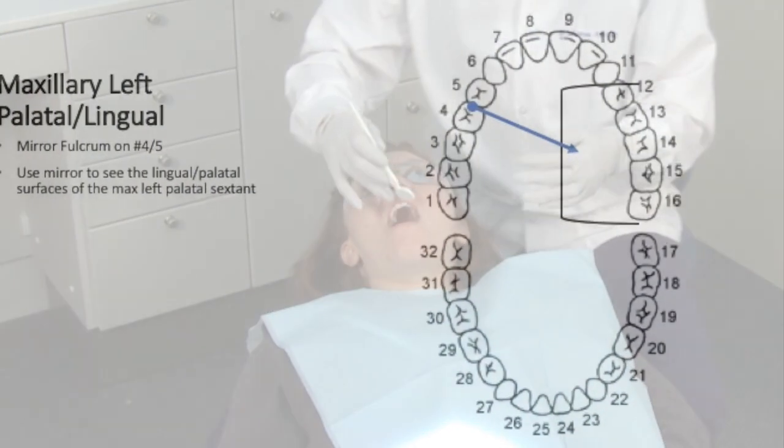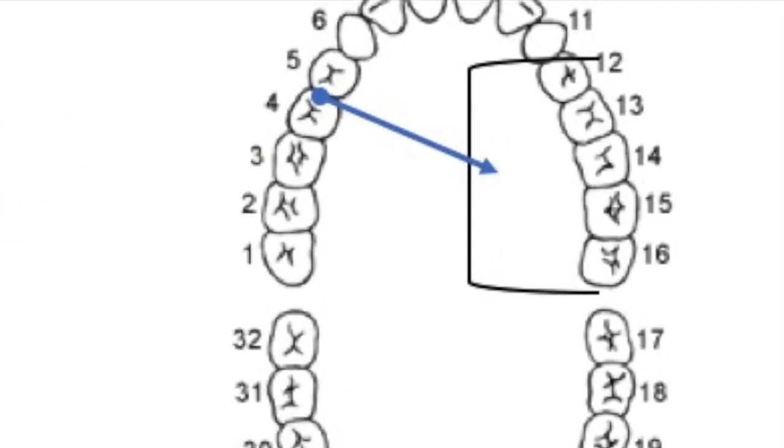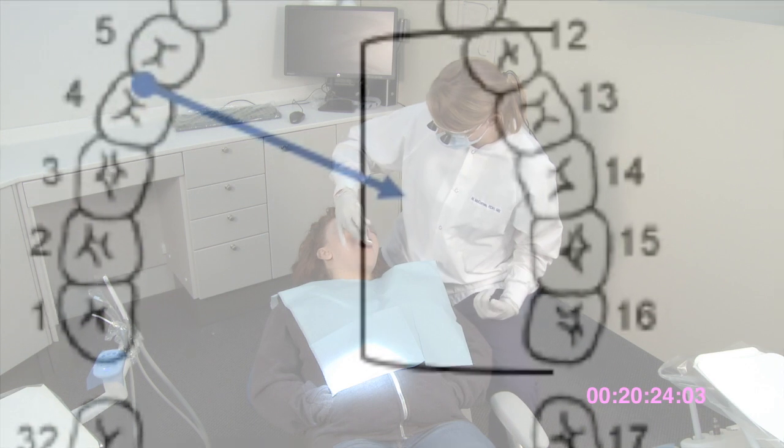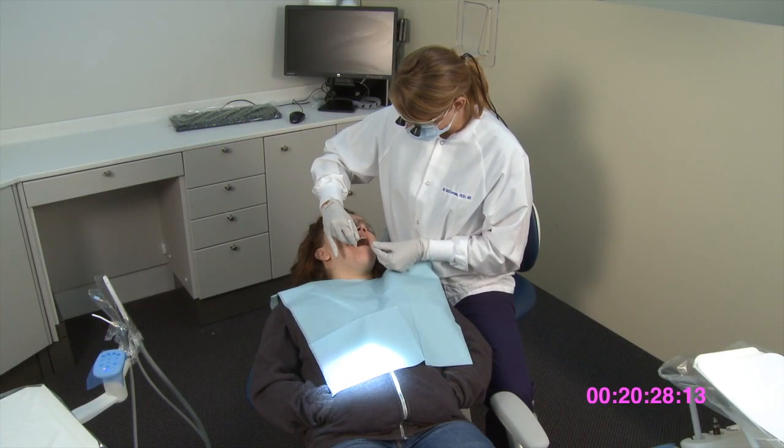Maxillary left lingual. The mirror fulcrum is in the right premolars. The patient's head is towards you with the chin elevated. The clinician will sit between 1 and 1:30.